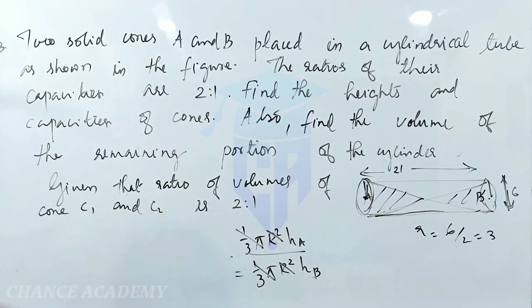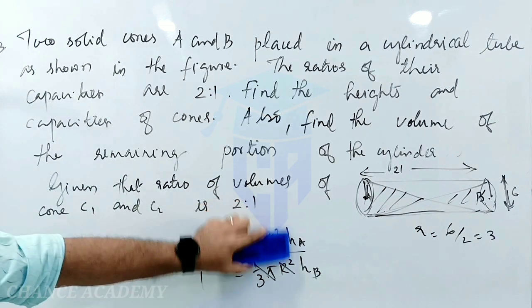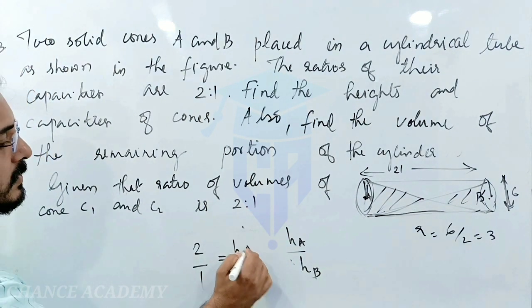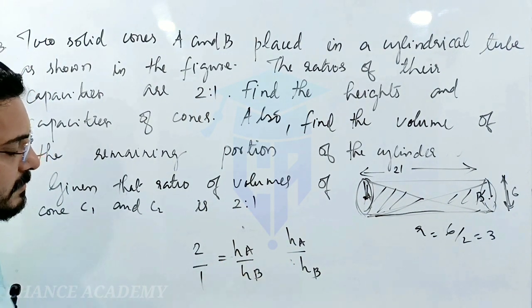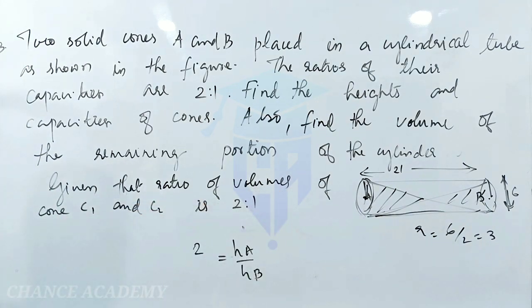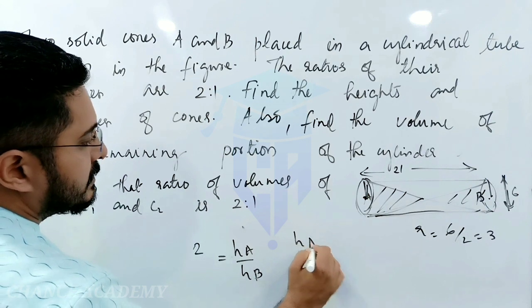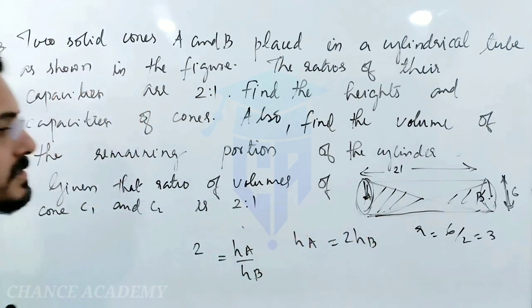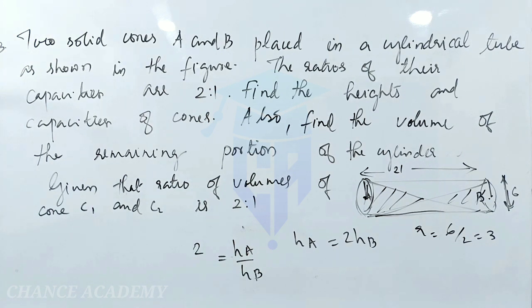The volume ratio is already given in the question as 2:1, which can be written as 2/1. Now we have the connection between the heights of the cones: 2 by 1 is equal to HA by HB. What does that mean? The height of the first cone A is twice the height of cone B, that is HA is 2HB. From here, we need to continue the question.